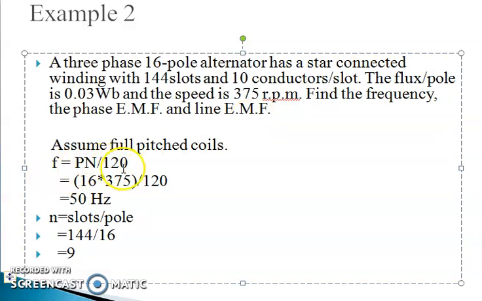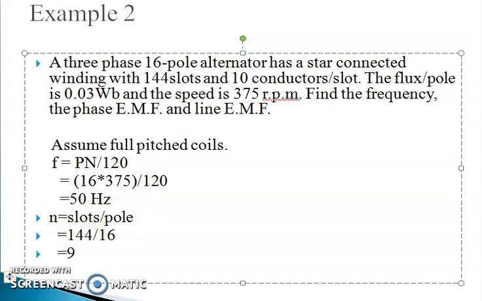F is equal to PN by 120, where P is the number of poles, 16, and N is 375 RPM, divided by 120. You get exactly the frequency as 50 Hz. Now, n can be calculated as the number of slots per pole, that is 144 slots divided by 16, because Kp and Kd are not given. So with respect to that, you need to find out Kp and Kd. For Kp and Kd, you need n, and that n is calculated now.